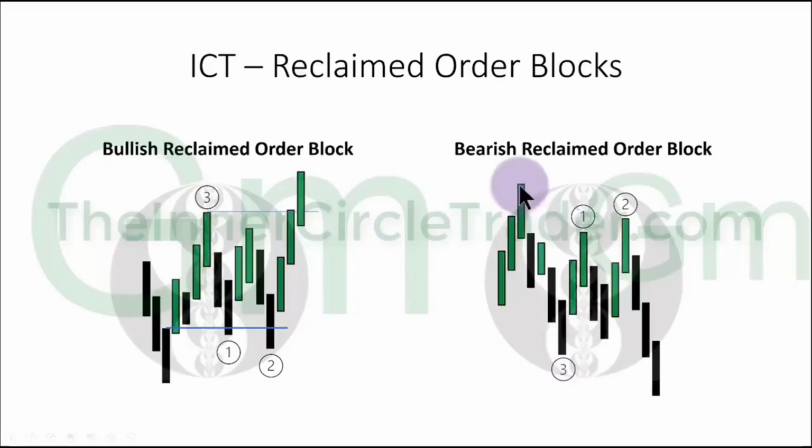So we're dealing inside the range high and low. It returns once more back into the bearish order block here at 0.2. Then you would expect price to deliver like you were expecting. That's the other factor. Reclaimed order blocks, much like propulsion blocks, usually provide a real quick, snappy reaction.